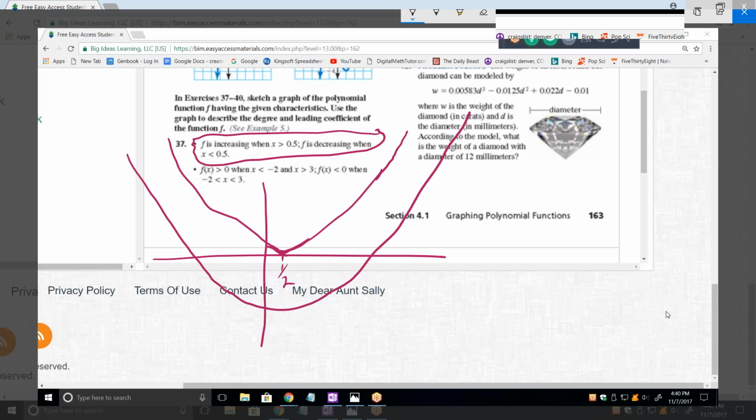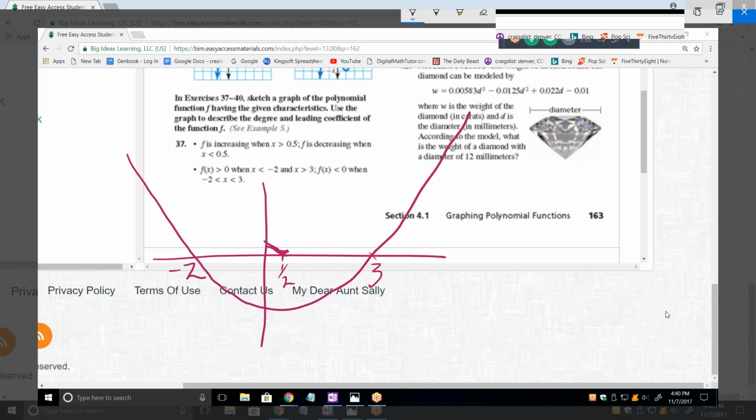So the second part does help. Because it tells me that it's positive when x is less than 2 and x is greater than 3. Well, if I use the second graph that I drew, which is actually a pretty reasonable approximation of the graph, I believe, we know it's positive when x is less than 2. That's the way I've drawn it. And it's also positive when x is greater than 3. And it's negative when x is between minus 2 and 3. There's a perfect graph.